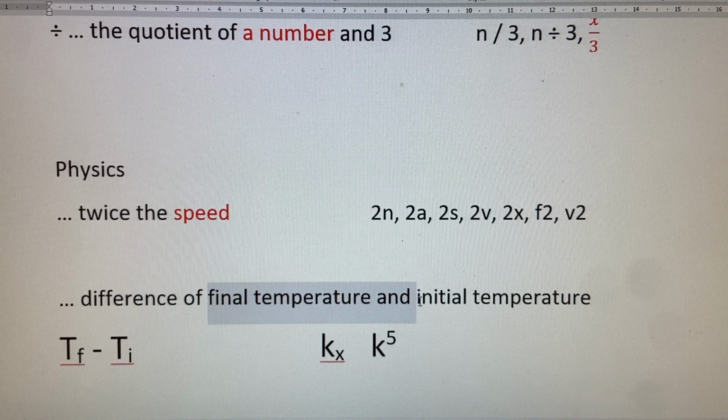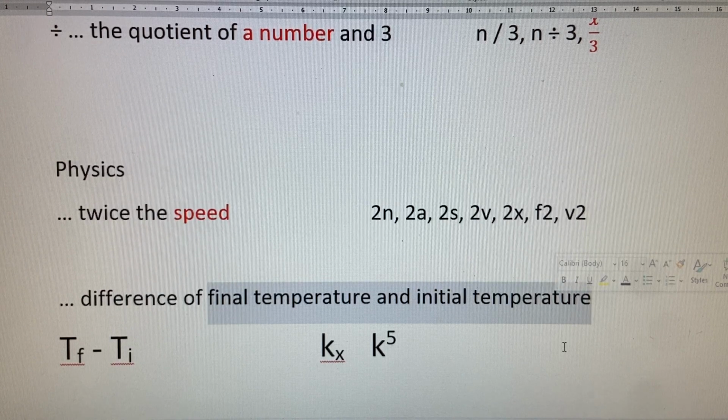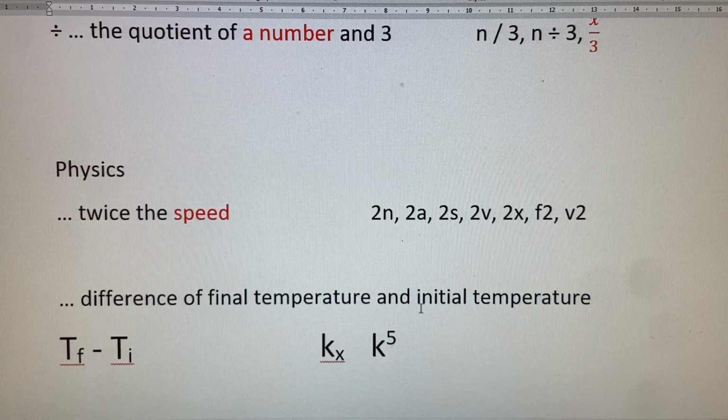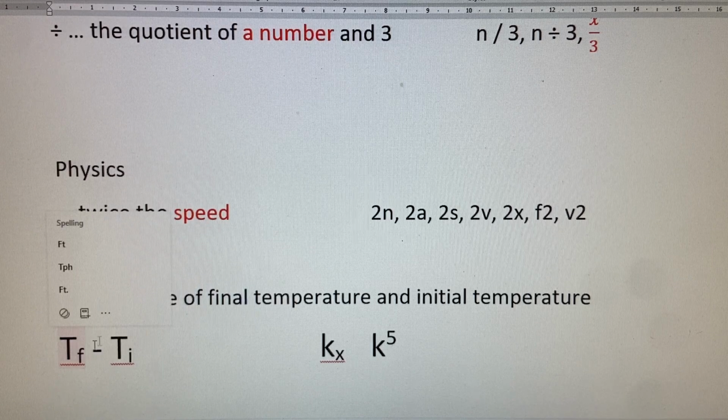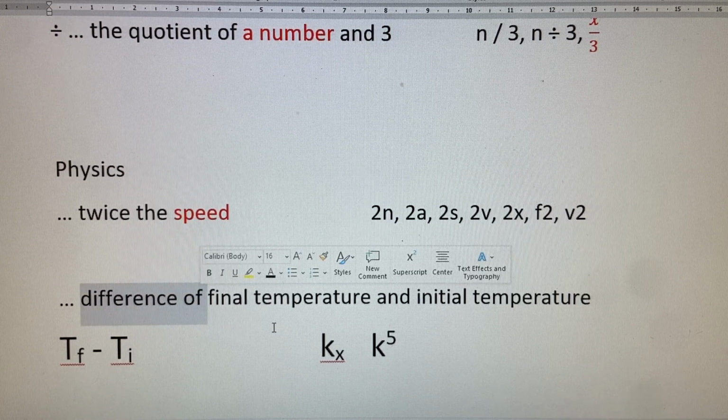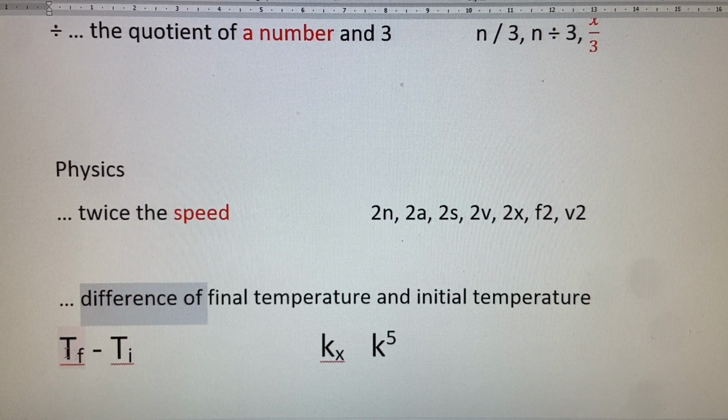So what does it mean, final temperature and initial temperature? Let me give you a plain example here. You're baking something, and you set the oven temperature initially to 325 Fahrenheit, and then you change your mind and change it to 375. So initially 325 and then 375. So how you write it is this. Of course, 375 minus 325 is 50. The difference of the final and initial temperatures is 50 degrees. This is how it's written in physics with subscripted indexed letters for temperature.